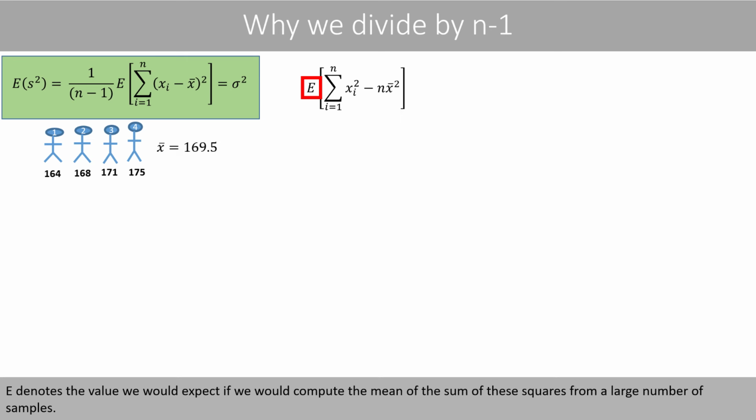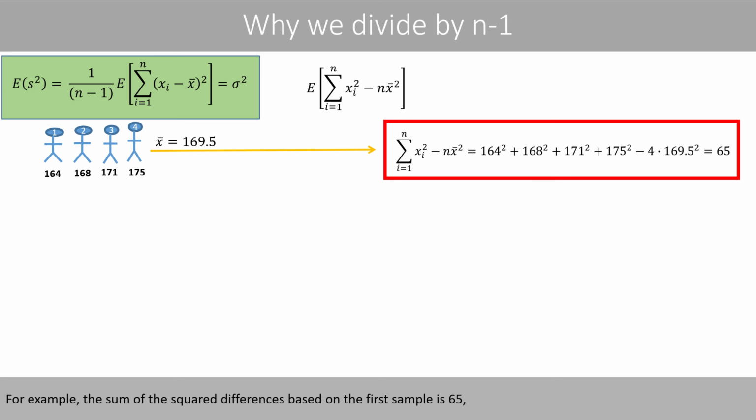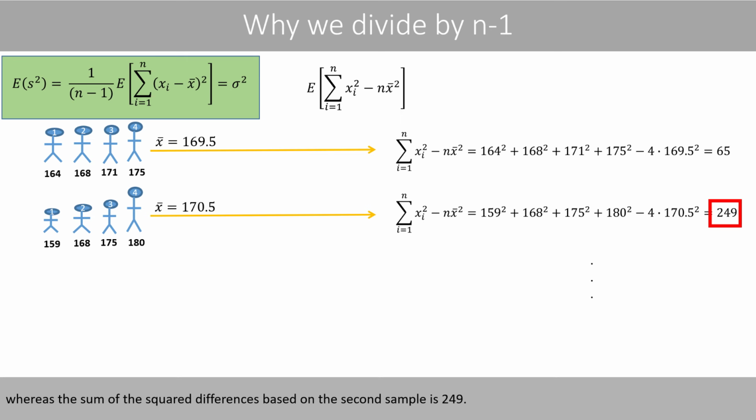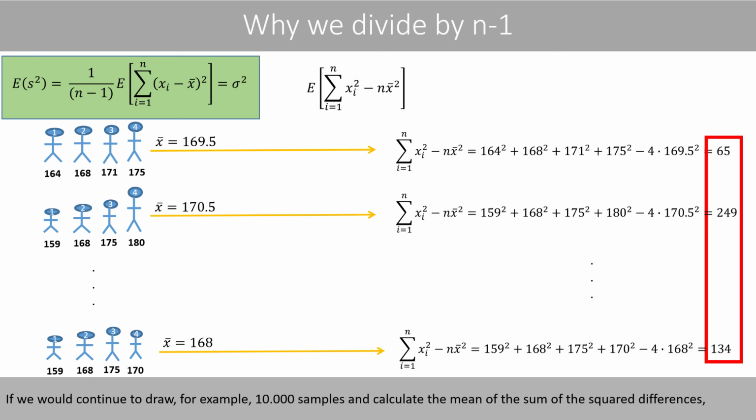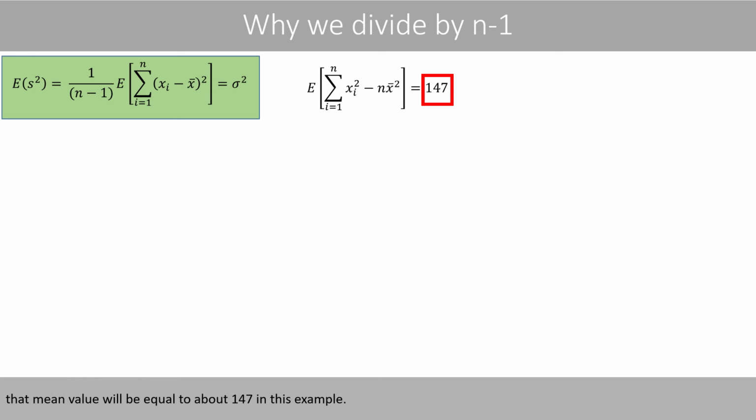E denotes the value we would expect if we would compute the mean of the sum of the squares from a large number of samples. For example, the sum of the square differences based on the first sample is 65, whereas the sum of the square differences based on the second sample is 249. If we would continue to draw, for example, 10,000 samples and calculate the mean of the sum of the square differences, that mean value will be equal to about 147 in this example.